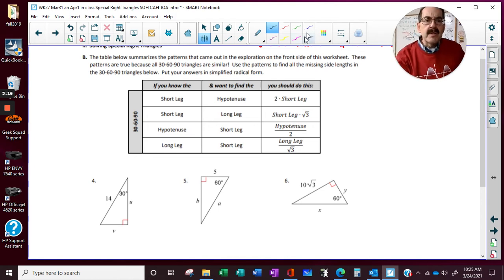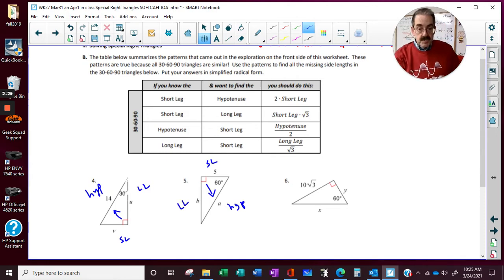So I'm going to just grab a color here. Short leg, long leg, hypotenuse, across from the 90. Hypotenuse, short leg, long leg. Remember, the short leg is across from the small angle, the 30. So we have the short leg, long leg, and across from the 90, the hypotenuse.